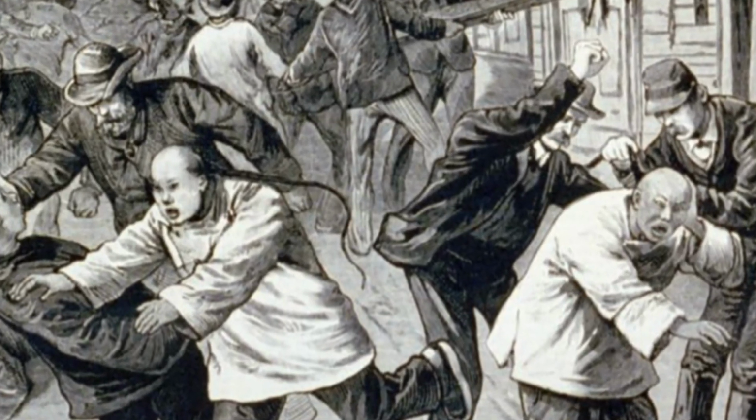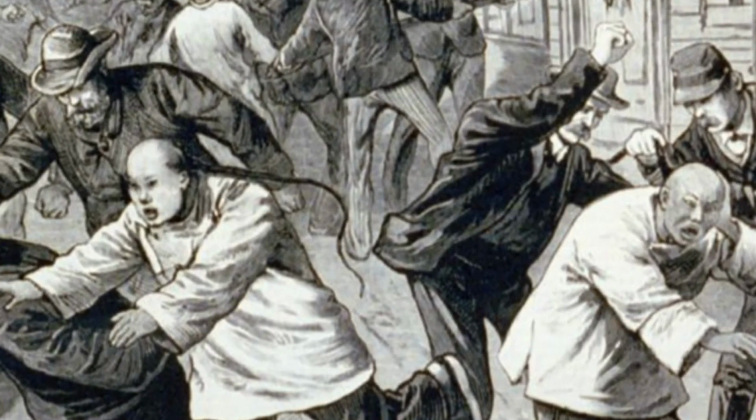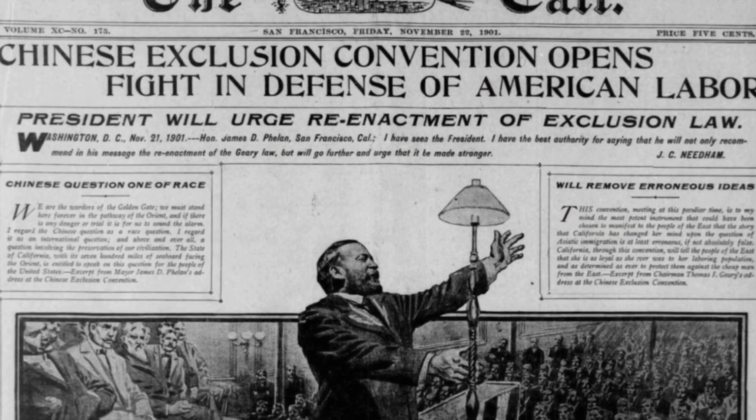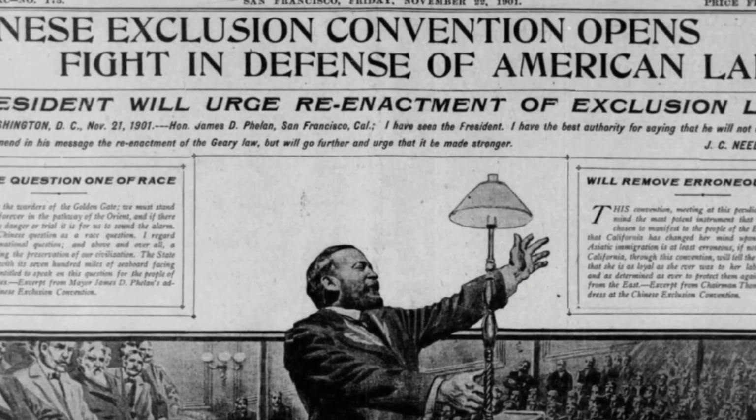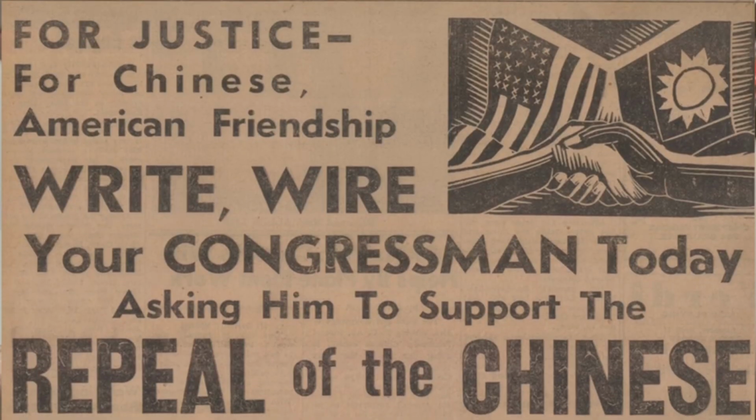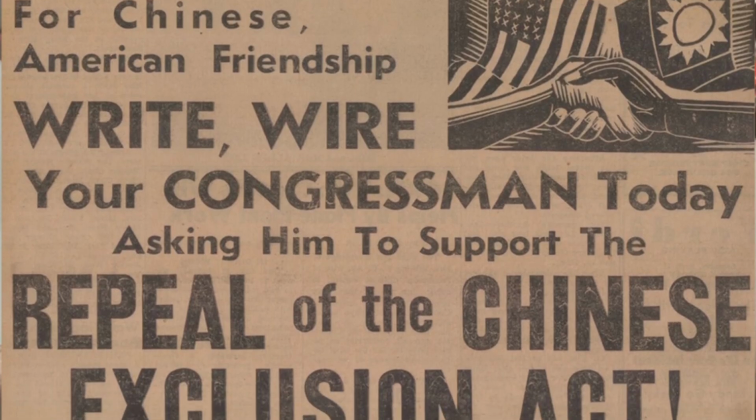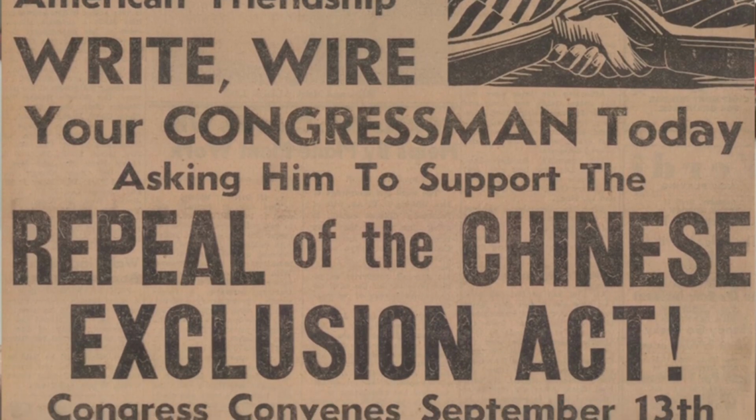As a result, Chinese immigrants were forced out of their homes and practically isolated from the rest of society. This ban was extended in 1892 and made permanent in 1902, and was finally repealed by the Magnuson Act in 1943 in an attempt to ease tensions with China during World War II.